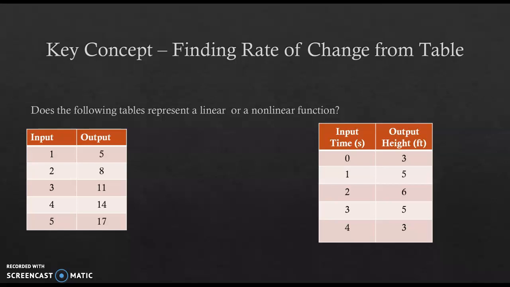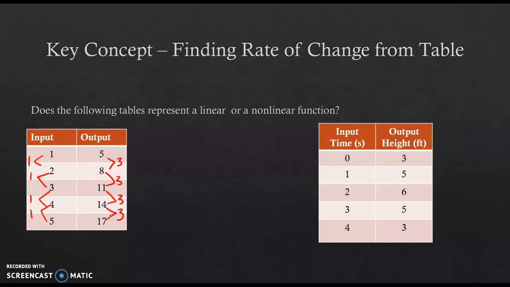Looking at tables. When we're looking at tables, we're just seeing, do we have a constant rate of change? So I look at my x values. 2 minus 1 is 1. 3 minus 2 is 1. 4 minus 3 is 1. 5 minus 4 is 1. So my inputs have a constant rate of change. 8 minus 5 is 3. 11 minus 8 is 3. 14 minus 11 is 3. 17 minus 14 is 3.